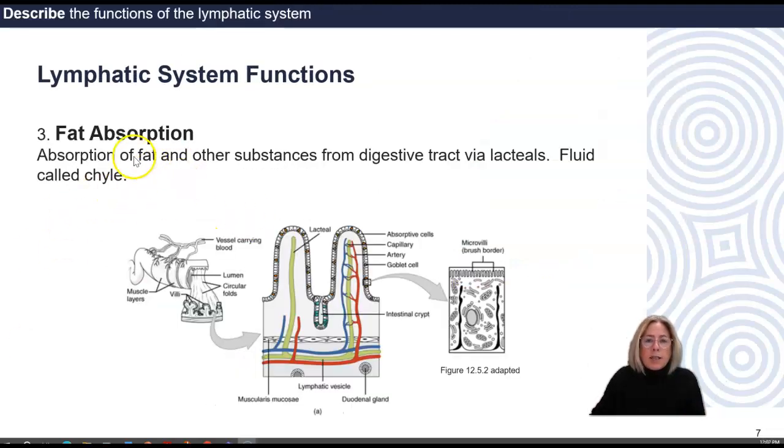The third function then is fat absorption. Now we're talking about the lining of the digestive tract here in the small intestines, without going into it in too much detail. But in the inner layer, we have these finger-like extensions of the mucosa called villi, or singular villus. Now, for the purpose of here, we can say that there are capillaries that extend into the villus, but also in green here, we have these little vessels called lacteals.